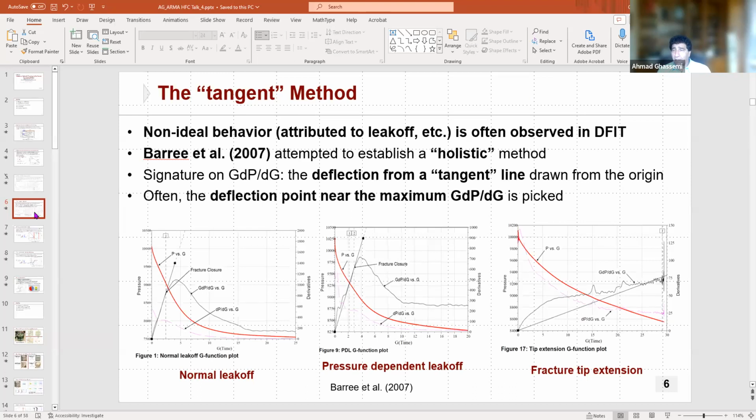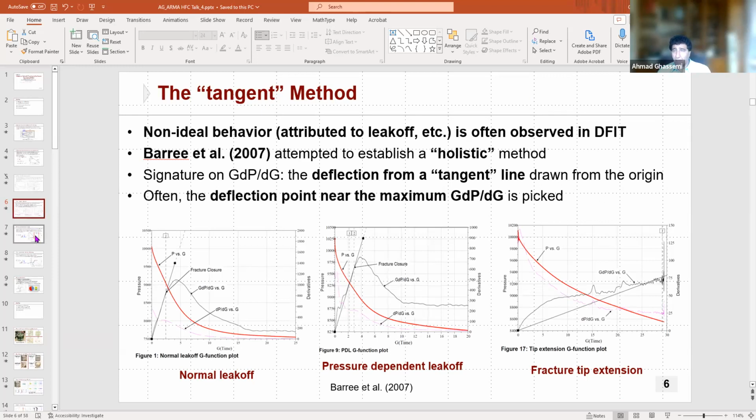So Burry has done extensive work and developed what he called the holistic method. And the idea is to draw a tangent to the peak of the pressure versus G time, or derivative of the pressure versus G time times G, and then use that as the closure pressure, essentially. And there are variations of that theme, again, depending on the particulars of the test result. This has been called by others since Burry the tangent method.